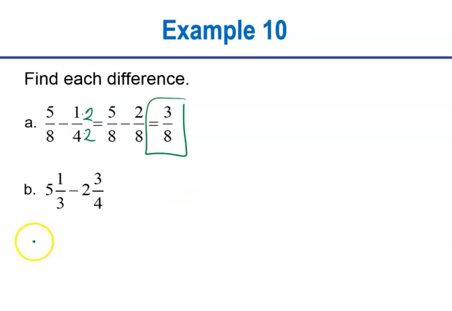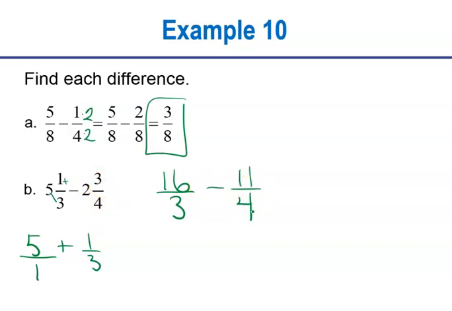If you would like to use the method where you write 5 1/3 as 5 plus 1/3, and then find a common denominator and use your addition of fractions and add that together, or you can use the cute trick where you say 5 times 3 is 15, and then you add the 1 to get 16/3. That is faster for most folks. 2 times 4 is 8 plus 3. That's minus 11/4.